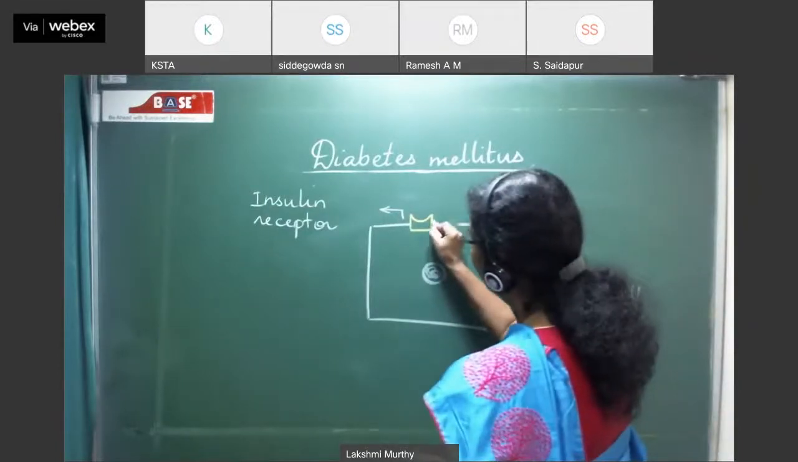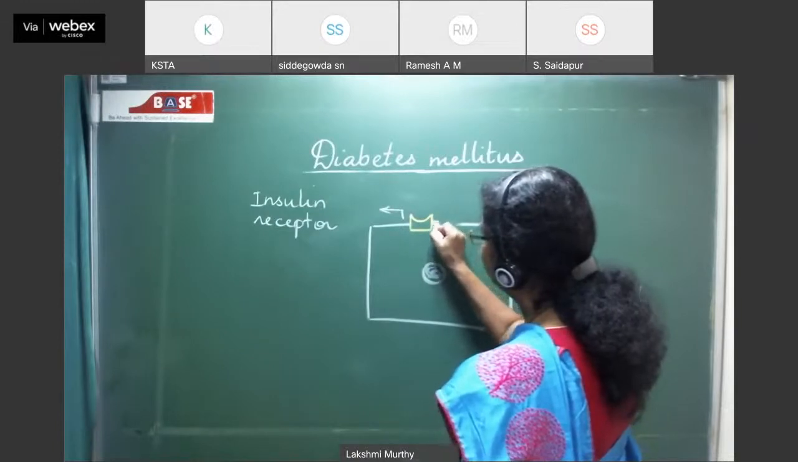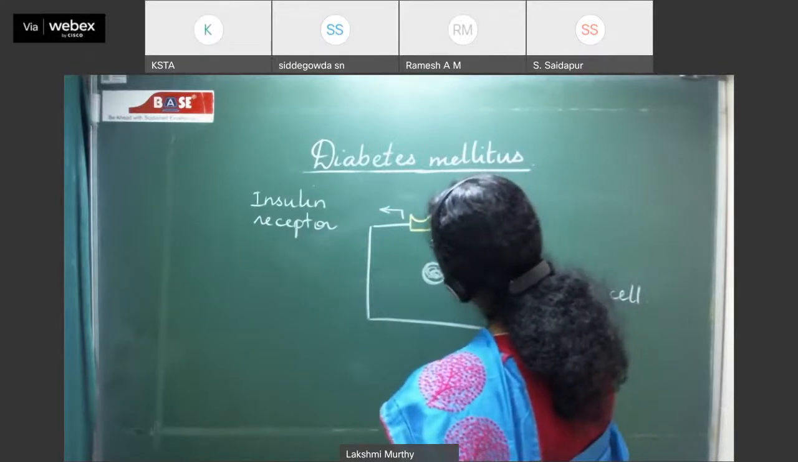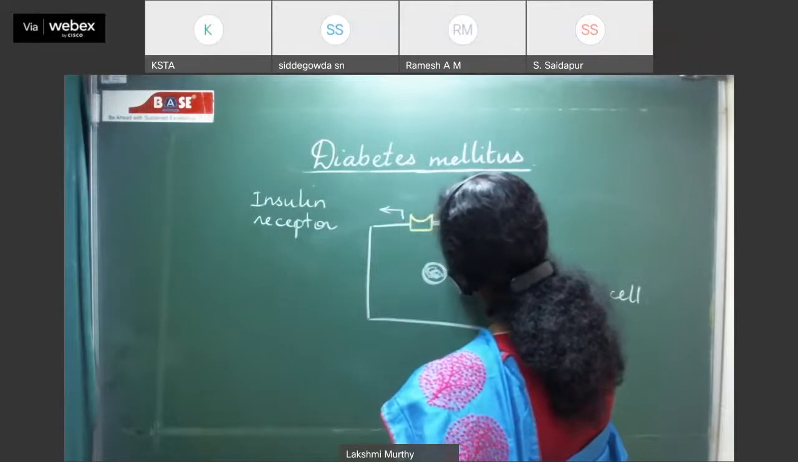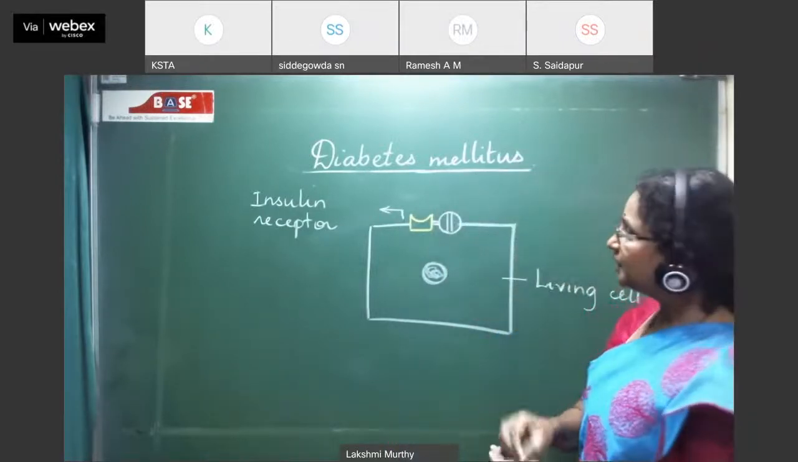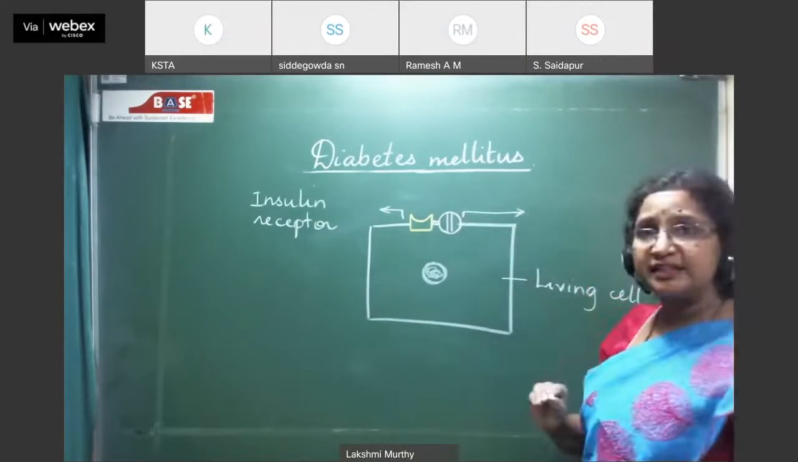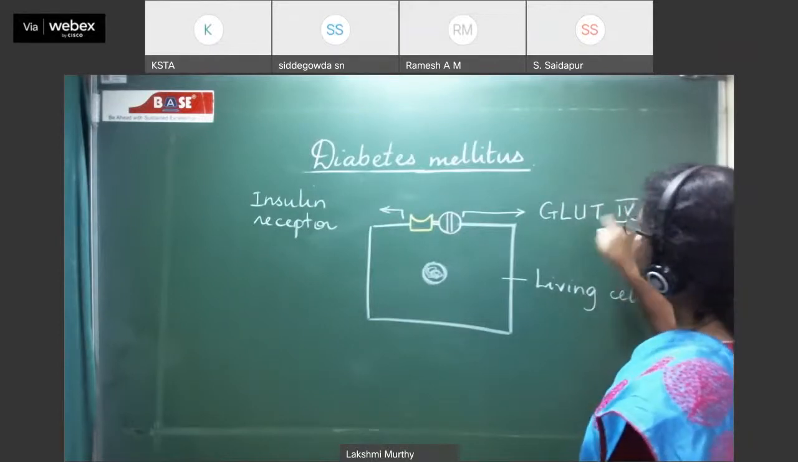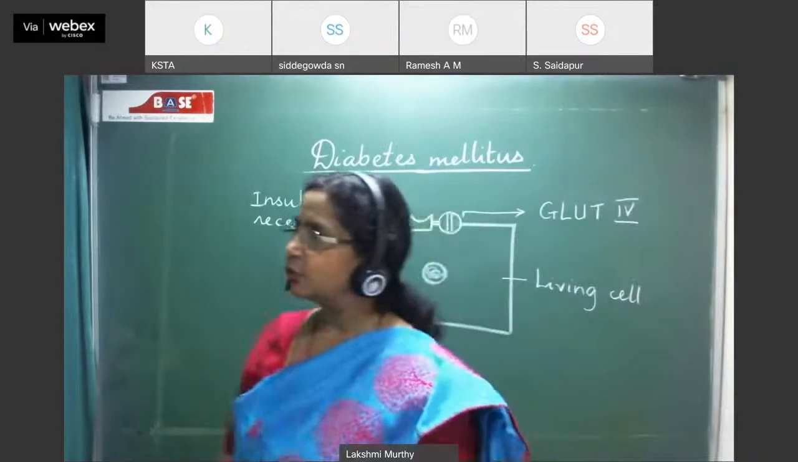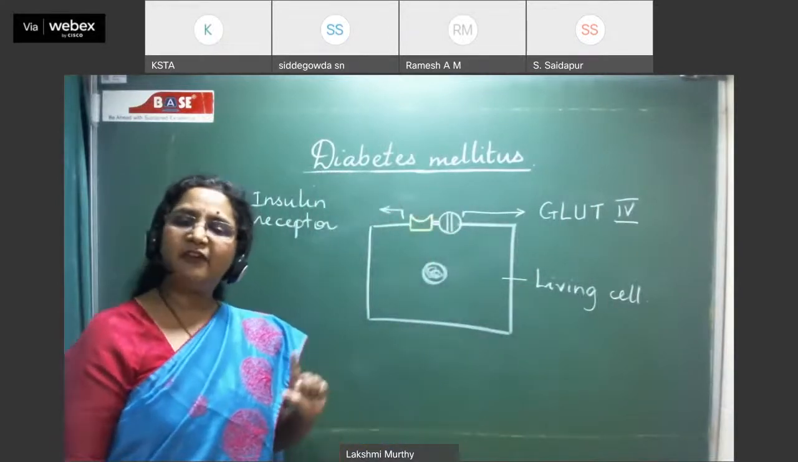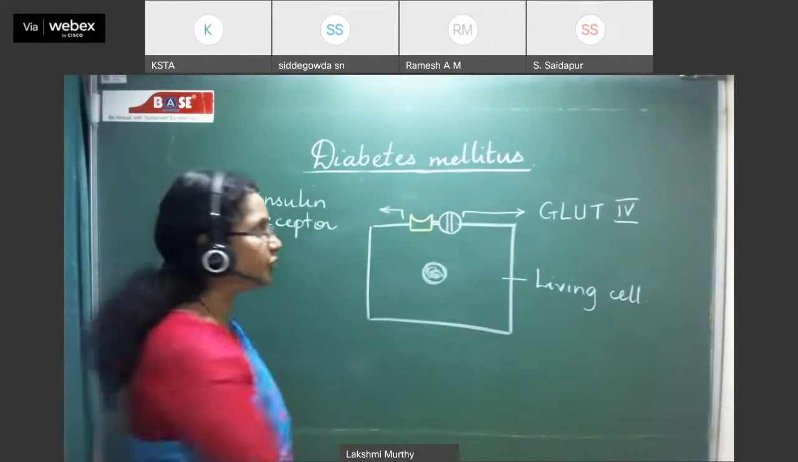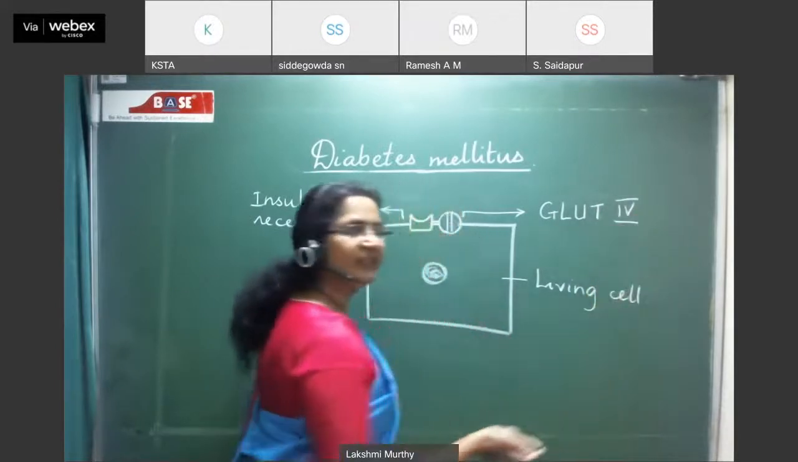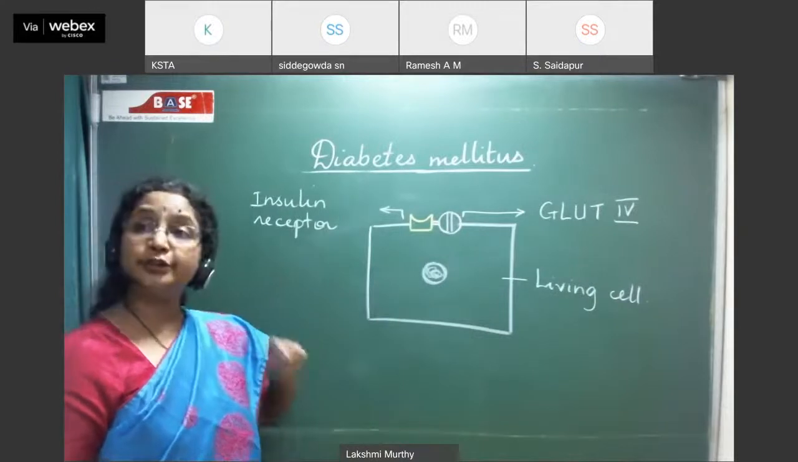Attached to this, and I'm showing the attachment diagrammatically, please, it doesn't look exactly like this. Attached to this, I'm going to find the presence of a transport molecule. This transport molecule which is attached to the insulin receptor is called the GLUT4 protein. There are many types of glucose transporter proteins present. The one which is most relevant is GLUT4. GLU stands for glucose, T stands for transporter, and it is the fourth one that was discovered. The GLUT4 molecule is going to be present here.